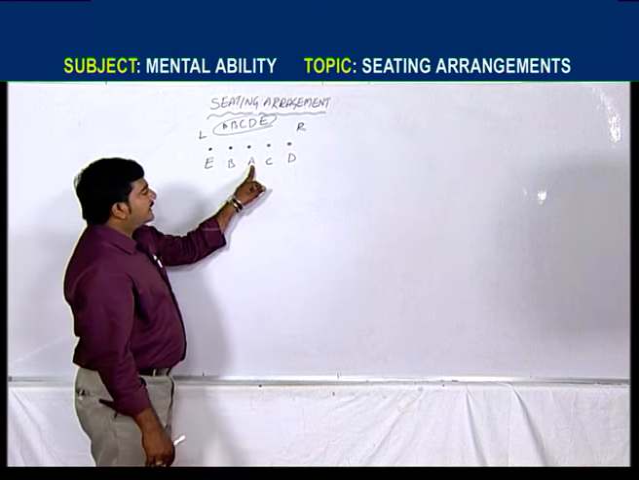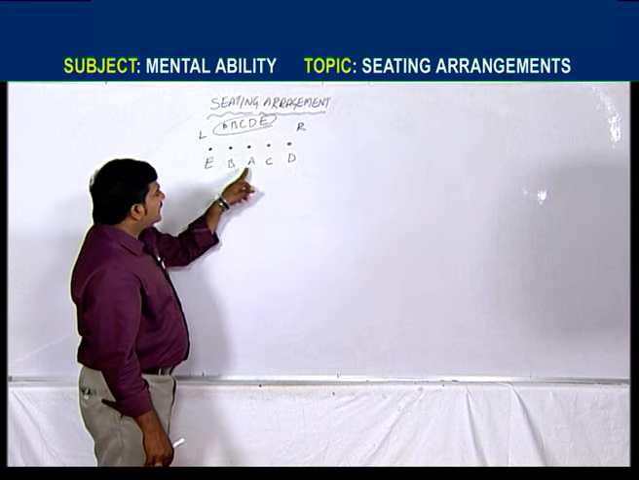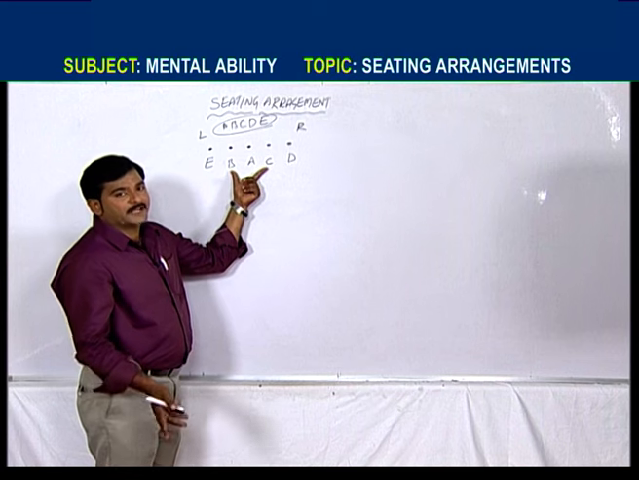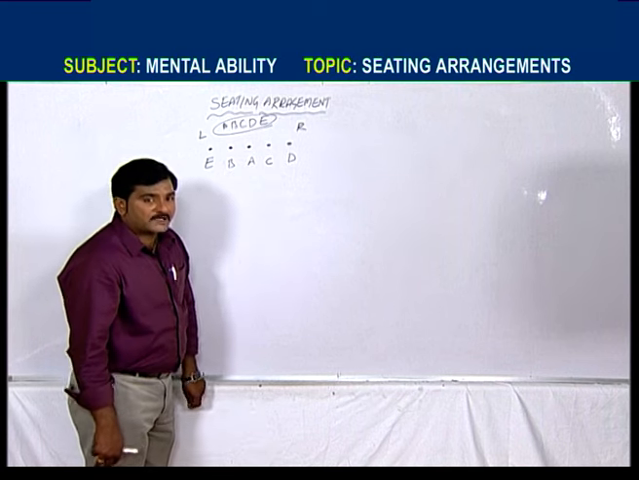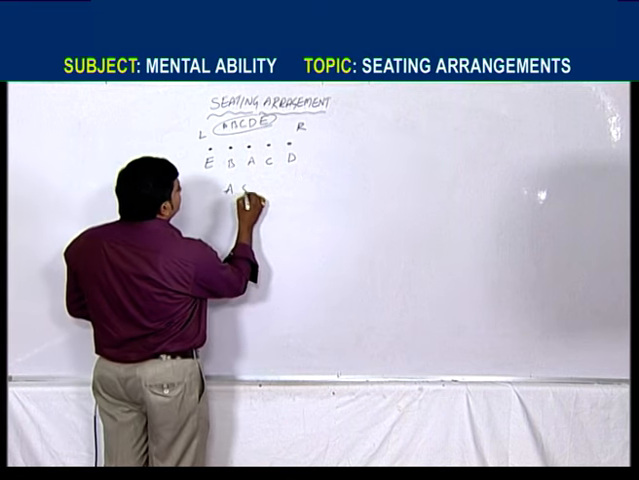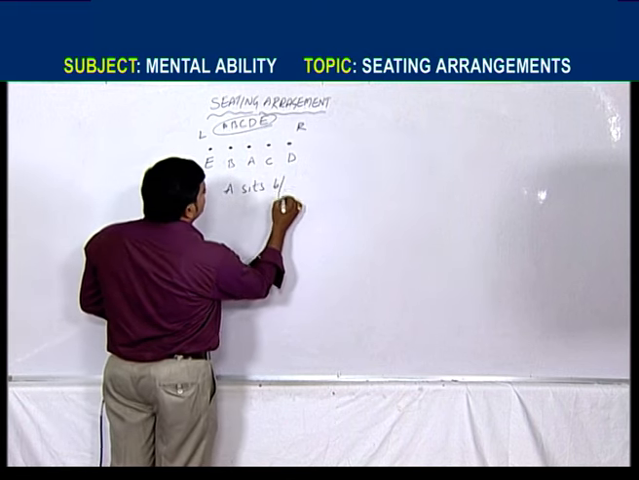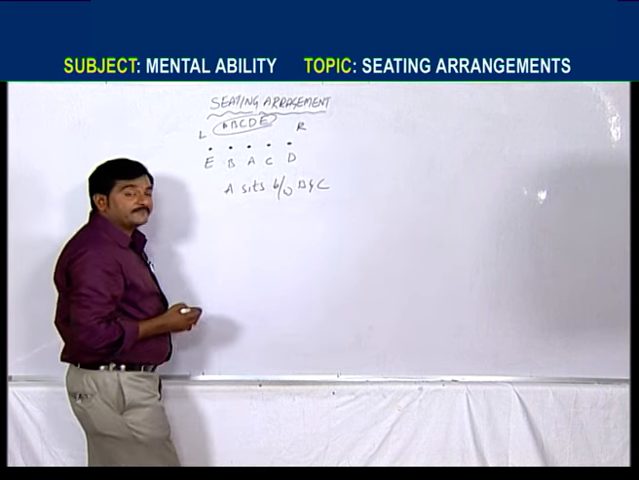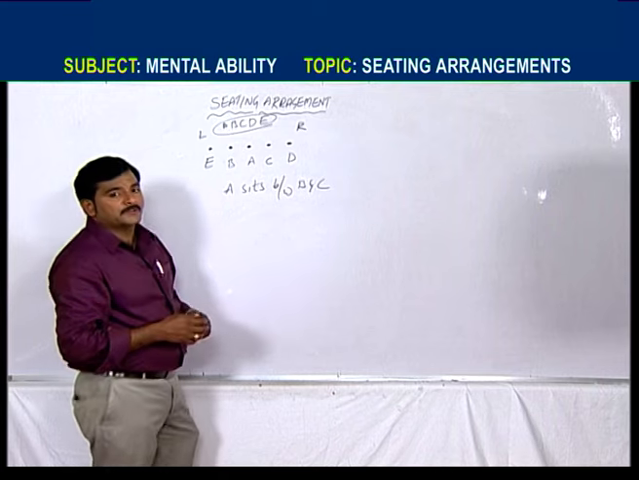So either A is sitting left of C, or A is sitting right of B, or A is sitting in between B and C, and so on. So it depends on the given options. Hence, there are no options available here. We'll take that our answer is A sits between B and C. I hope you understood this model.